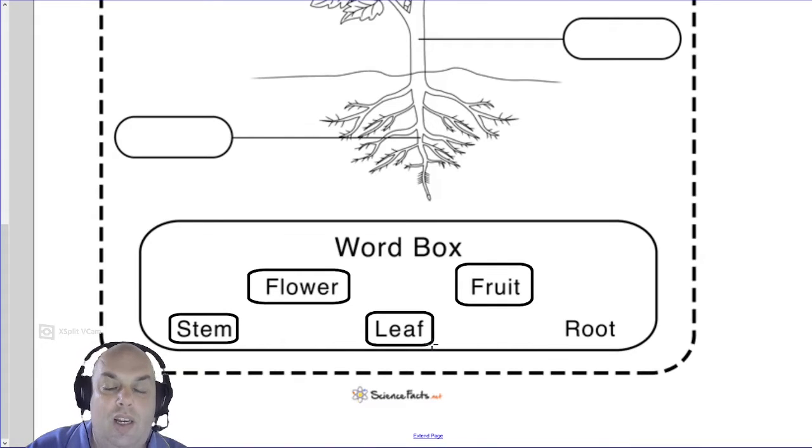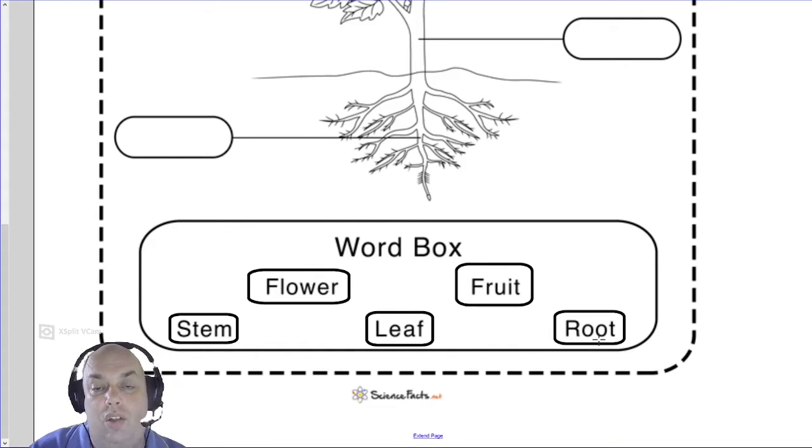Next word. Leaf. Repeat after me. Leaf. Now let's spell leaf. L-E-A-F. Leaf. Alright, good job. And the last one for this piece of paper is root. Root. Alright, let's spell root. R-O-O-T. Root. Alright. Good job, everybody.